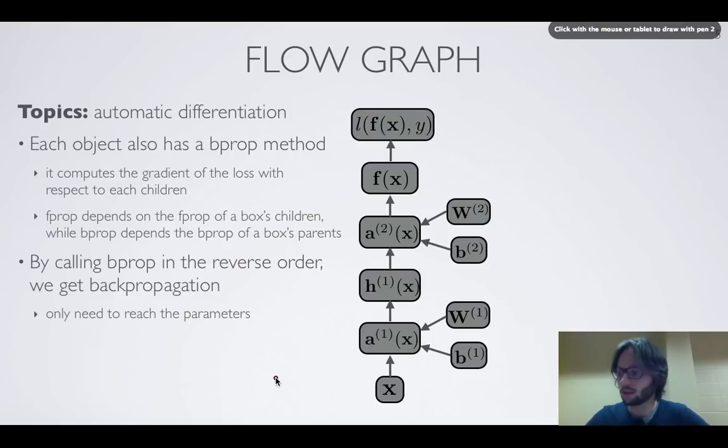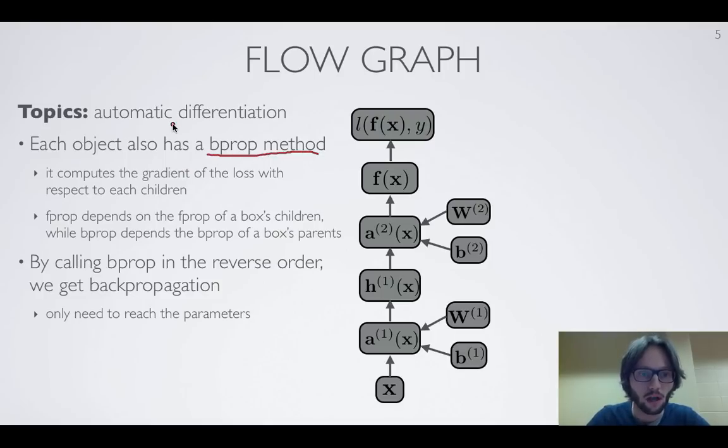And then, if for all of these objects we also had a bprop method, then we could compute backpropagation. In fact, we get for free a procedure for computing all the gradients of all of these boxes with respect to the loss function. And this is actually called automatic differentiation. So in this setting, what the bprop method would do is compute the gradient of the loss with respect to its children.